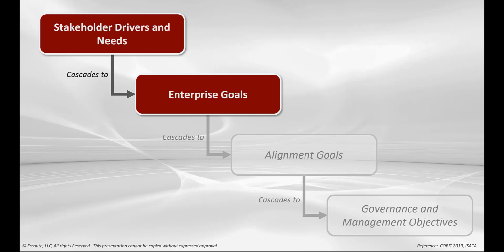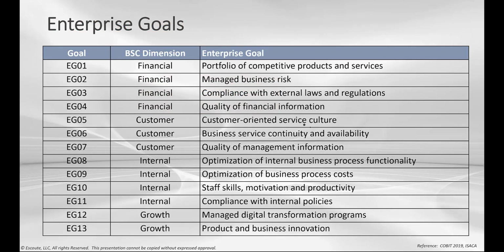So what do these enterprise goals look like? Well, you got them right here. There are 13 enterprise goals. What we see is EG01 through EG13. In this course, we're not going to be talking about specifically what each one of those is, but I want to orient you to how they're organized within the COBIT framework.